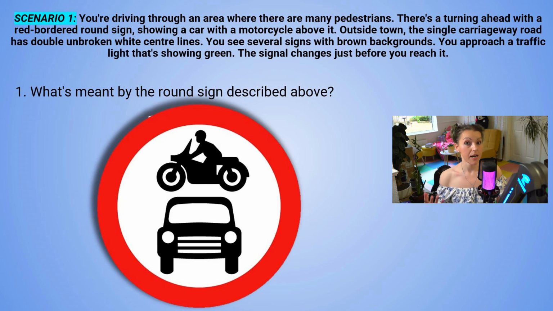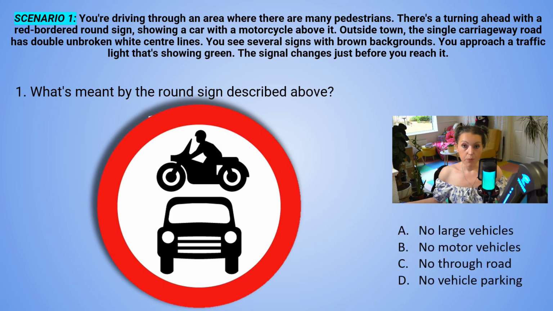So having this scenario in mind, question number 1 is, what's meant by the round sign described above? So by the same sign that you see on your screens right now. And let's have a look at our options. A. No large vehicles. B. No motor vehicles. C. No through road. Or D. No vehicle parking. And the correct answer is B. No motor vehicles. Next question.